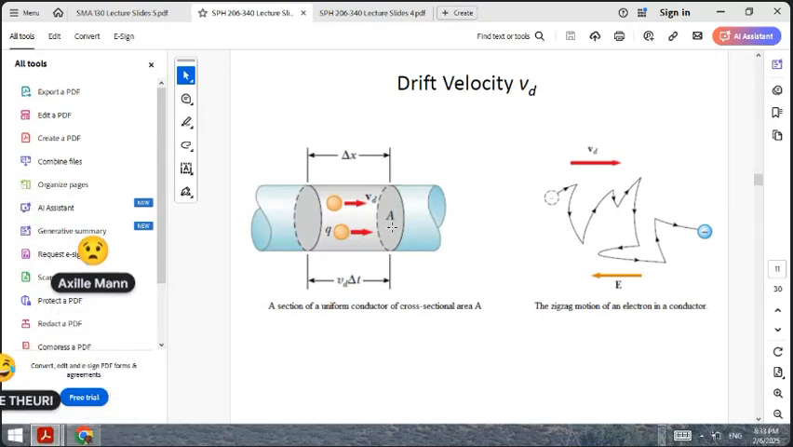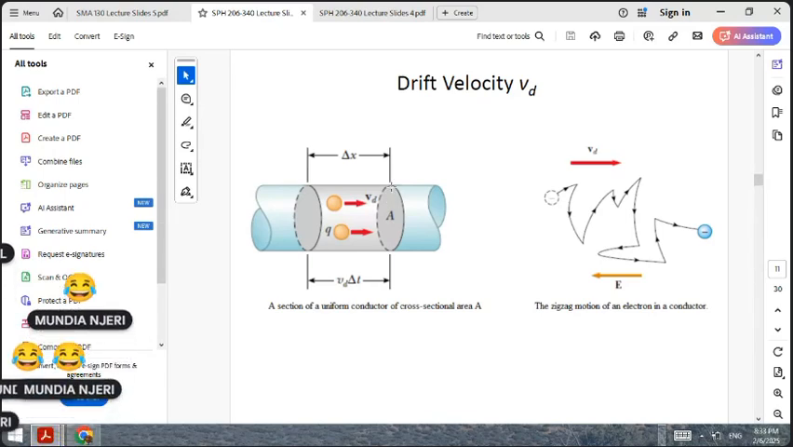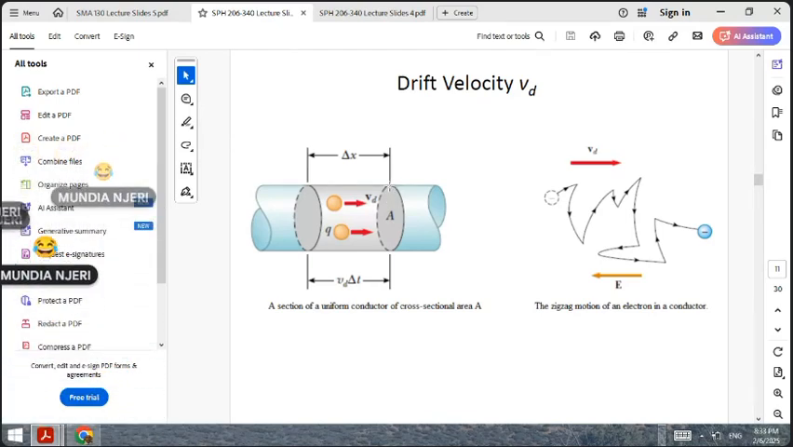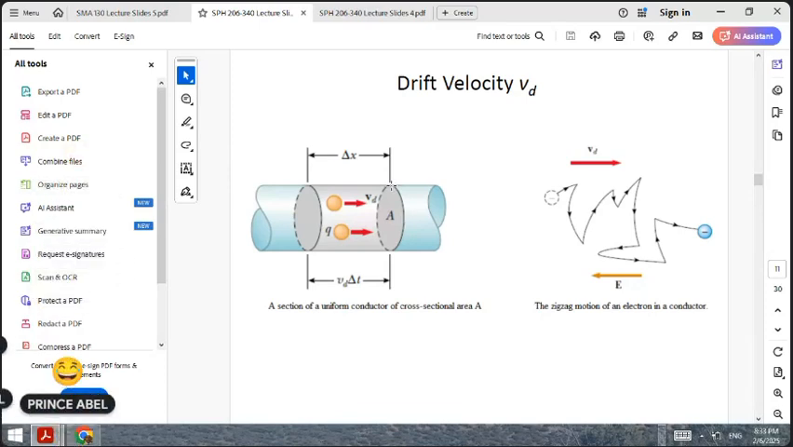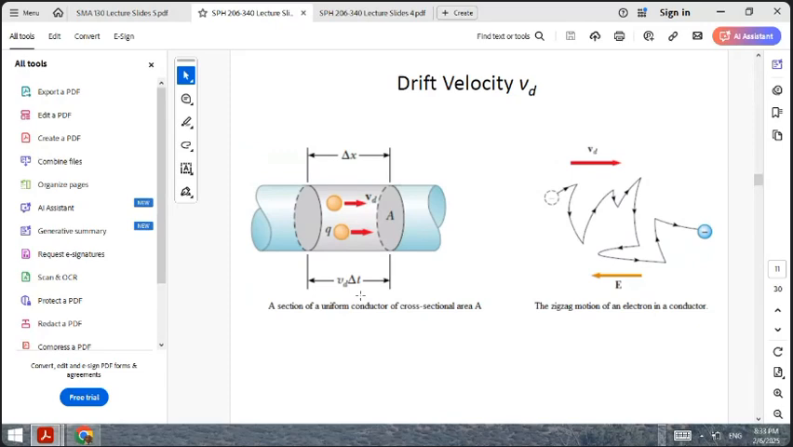If you know the area of the cross section, how will you get the volume? A cylinder, A squared H? No, A is the area, the cross-section area, so you can't say A squared. The volume will be, in the language you're used to, the base area times the height, and we know the height is v delta t.